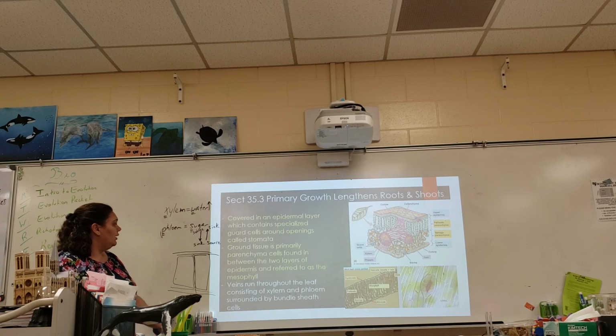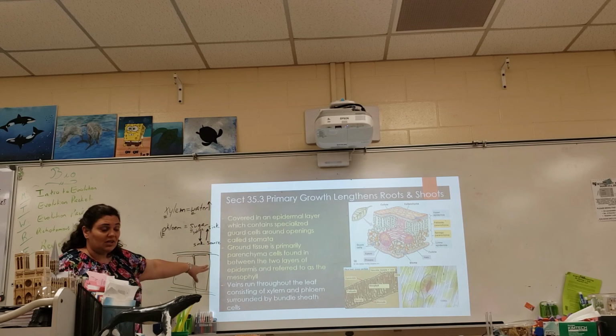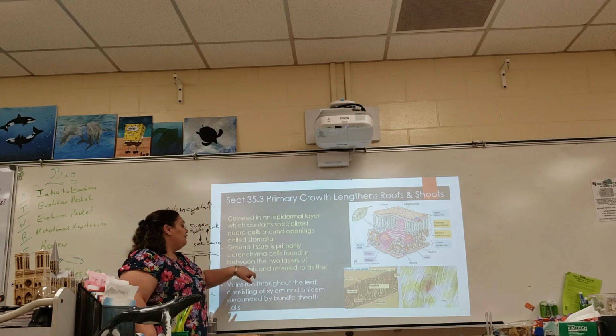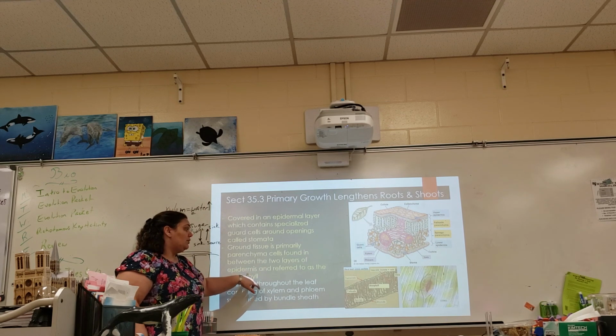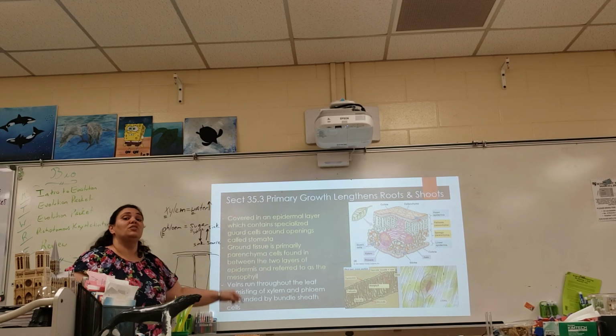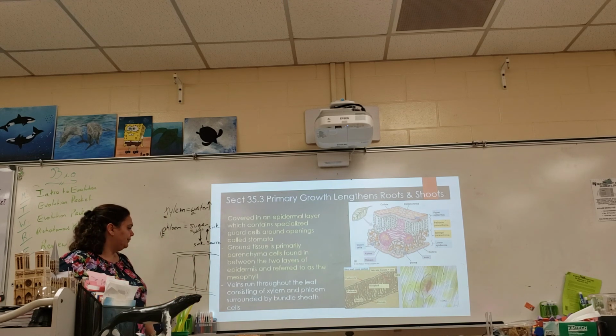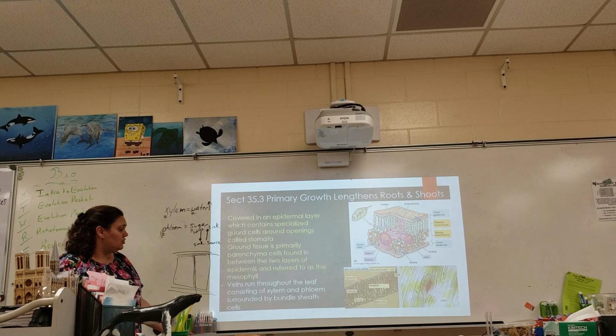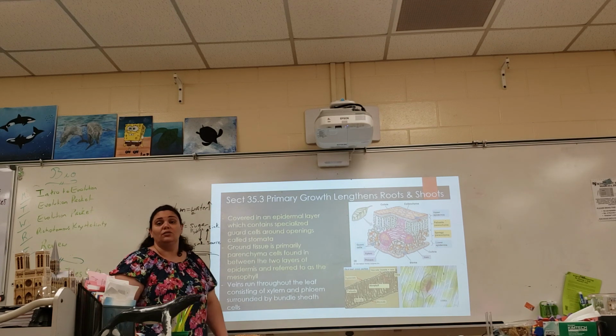Ground tissue is primarily parenchyma. Remember we talked about that. And they're found between two layers of the epidermis and are referred to as the mesophyll. So the mesophyll is where photosynthesis is occurring. Veins run throughout the leaf consisting of xylem and phloem, surrounded by bundle sheath cells, and plenty of really cool slides to see that with.